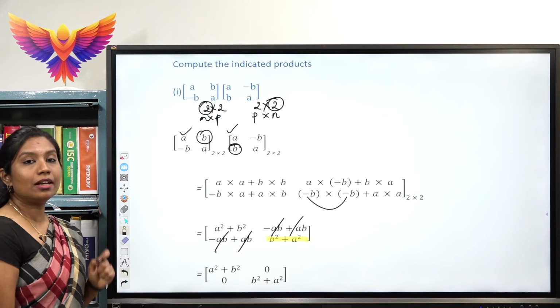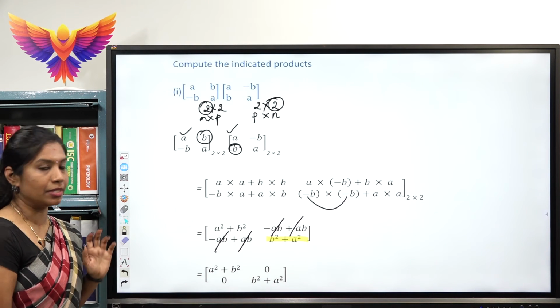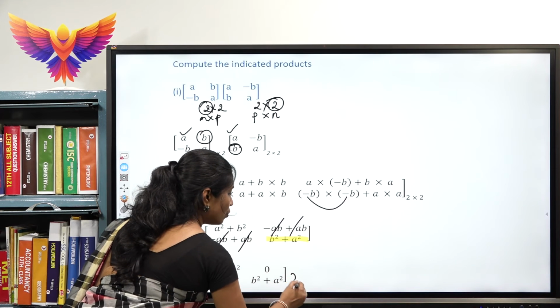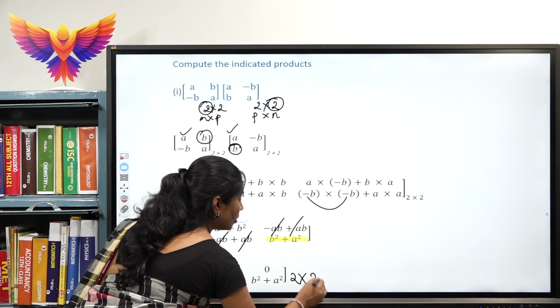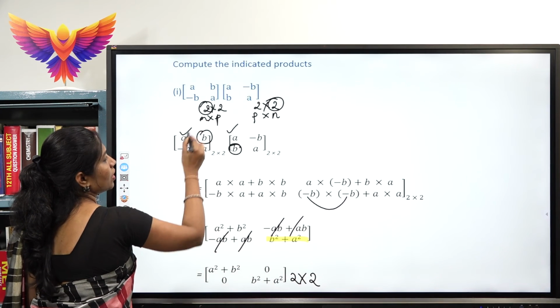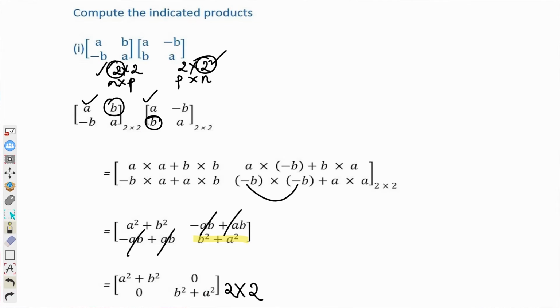So, I will end up with a 2 cross 2 matrix here. So, I am getting a 2 cross 2 matrix, which is nothing but M cross N in the given condition. This is M and this is N. So, I have got a 2 cross 2 matrix, which is M cross N order from the given question itself.